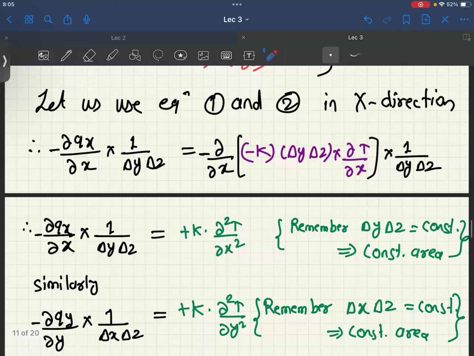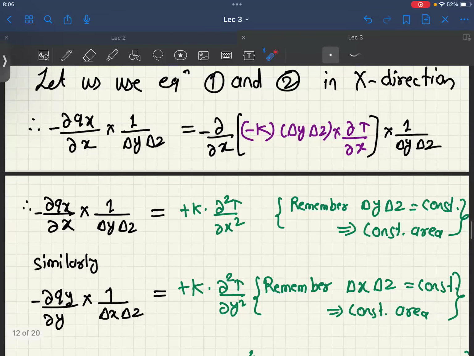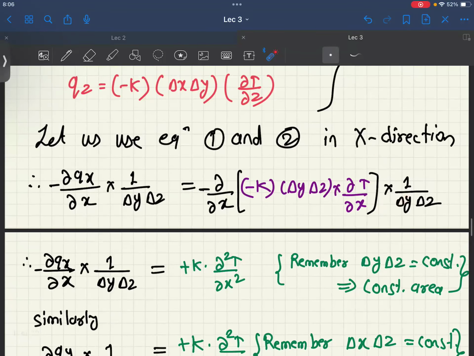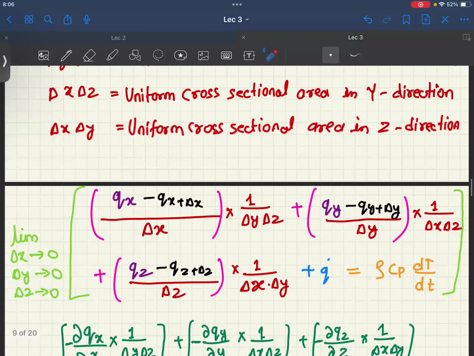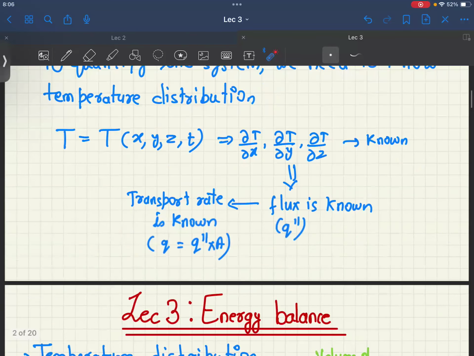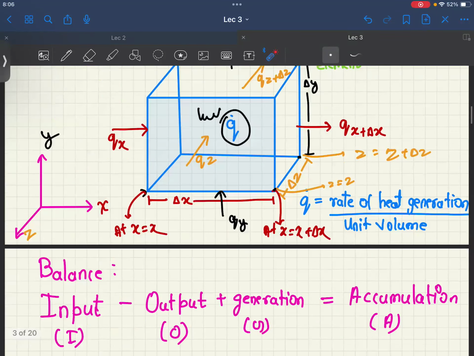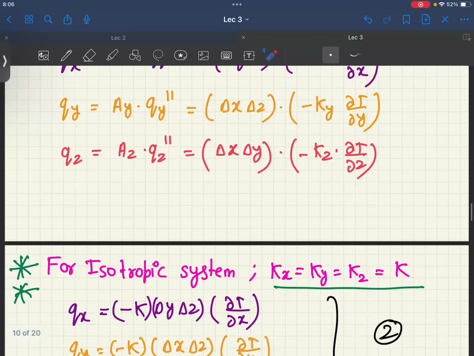So finally what we get is this value k into d2t/dx², right? Remember that delta y and delta z is constant area. This area is constant, remember. Even though we have taken delta y and delta z, this area is constant. We have taken the area as constant, so this is the equation we will derive.